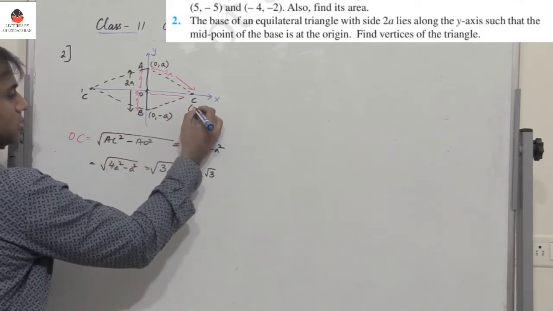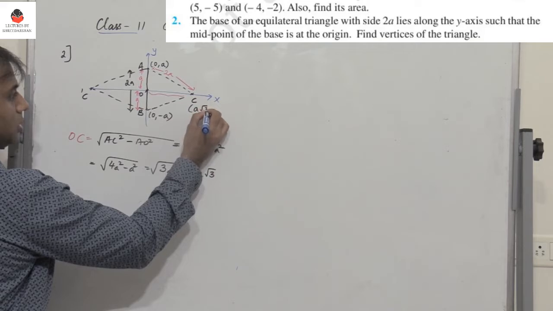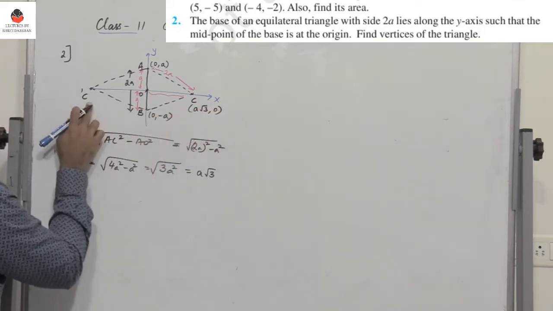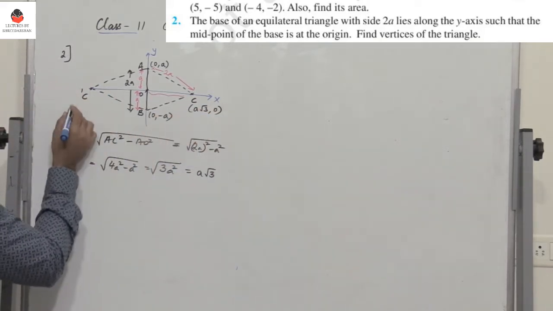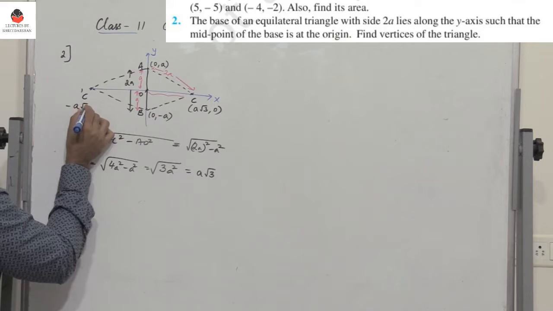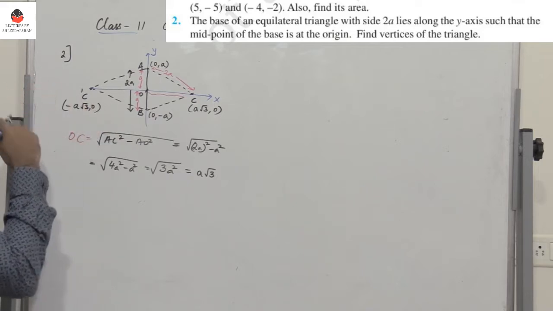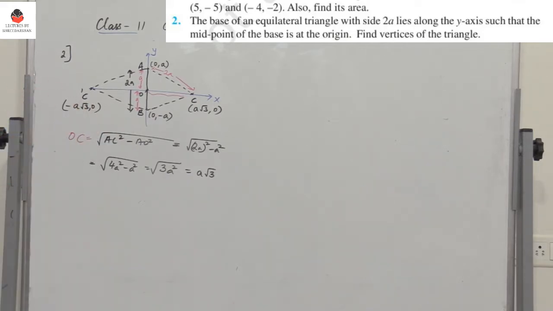So this point is going to be A root 3 comma 0, or if I consider the point on the other side, it's going to be minus A root 3 comma 0. So you have C and C dash. Very interesting but a very easy problem. So let's move on with problem 3.